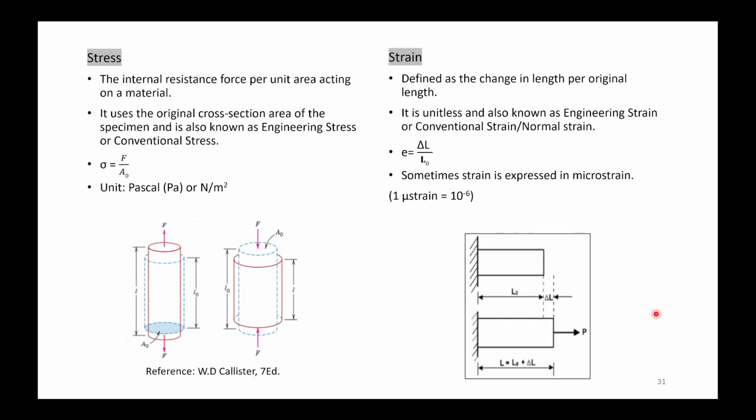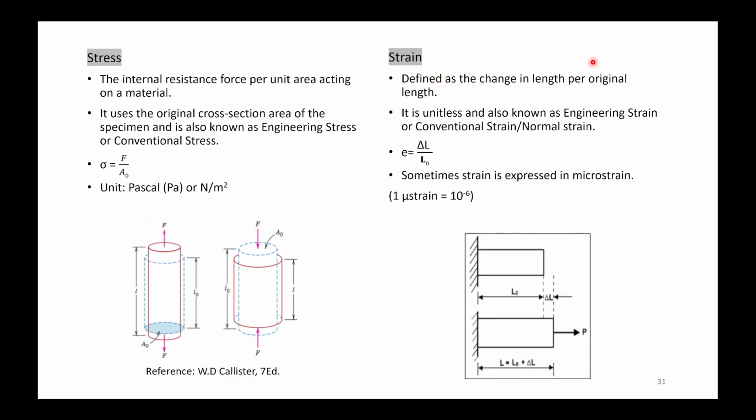Now, the fourth lecture was on mechanical properties. In this case, the first term that is very important is stress. This is the internal resistance force per unit area acting on a material, and it uses the original cross section. This is engineering stress, or conventional stress, where you use the original cross-section area of the specimen. So stress will be force divided by original area. The unit will be Pascal or Newton per meter square.